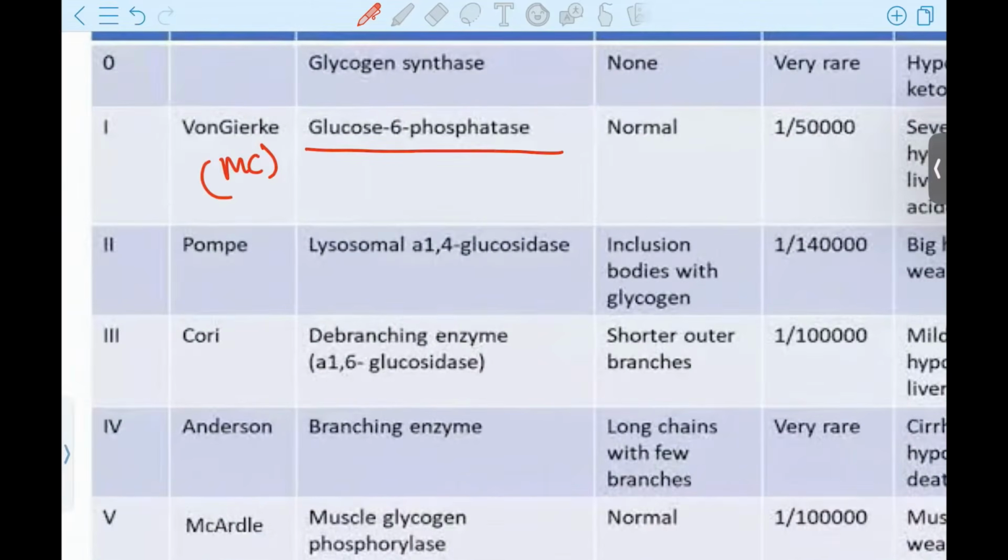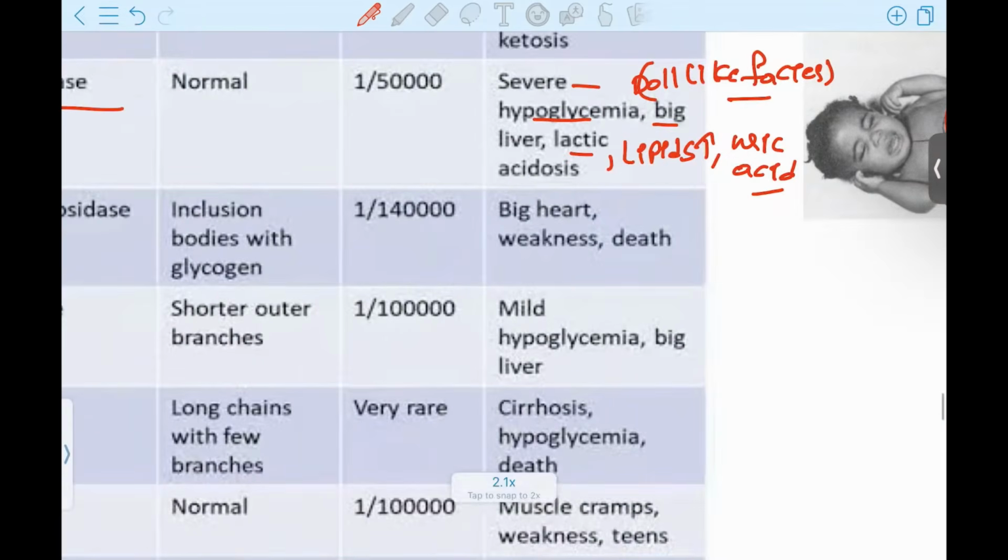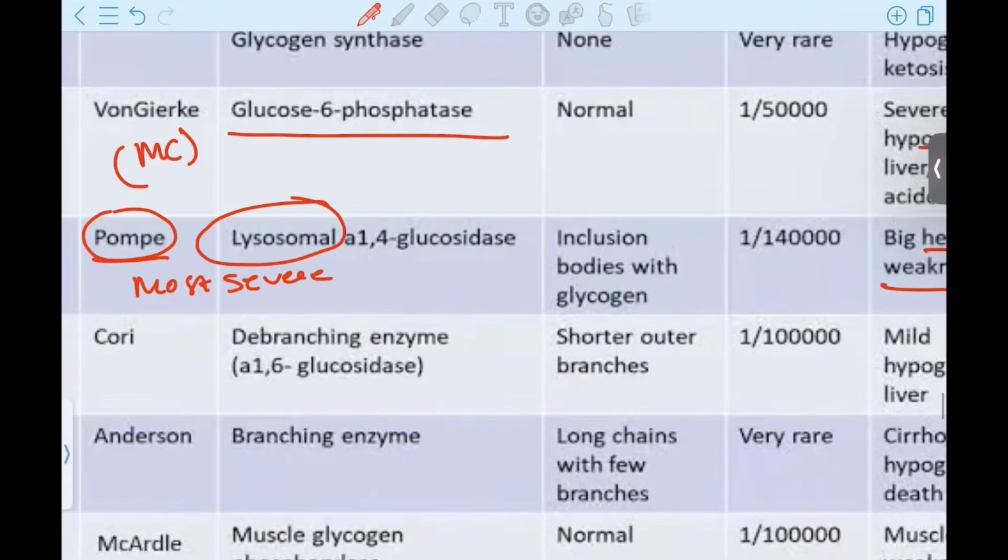And Pompe disease, this is the most severe one. Okay, most severe one, because Pompe disease is like a pumping heart. So the big heart, pump heart, then you have to remember Pompe disease. The only lysosomal storage disorder associated with glycogen storage disorder, that is your Pompe disease.